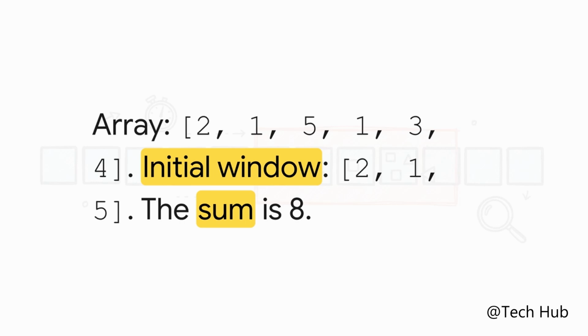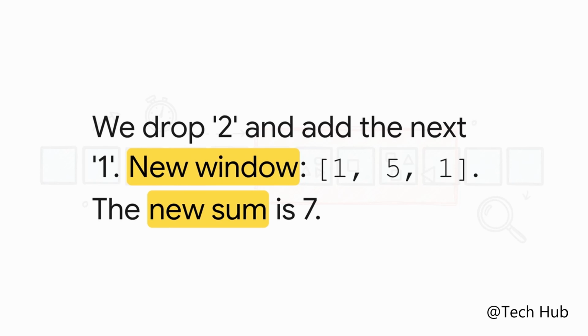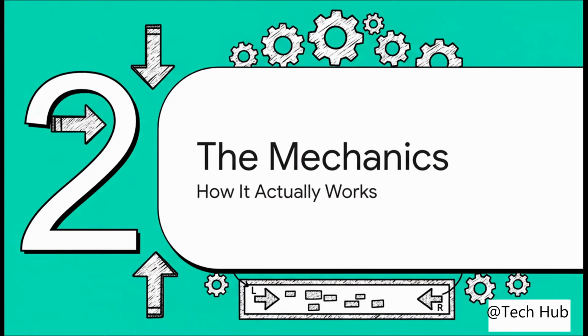Simple enough, right? Okay, now here's where the magic happens, the slide. To check the next set, we don't start all over from scratch. No way. All we do is subtract the number we're leaving behind, that 2 at the beginning, and add the new number we're scooping up, which is the 1 on the right. Our new window is now 1, 5, 1, and our new sum is 7. See what we did there? We didn't have to re-add everything. That is the secret sauce. That's the efficiency.